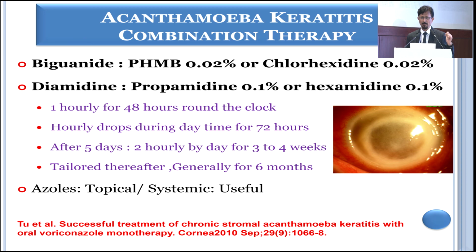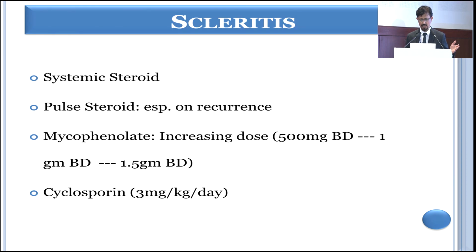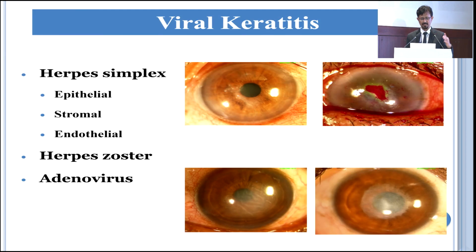In acanthamoeba, biguanide is the treatment of choice, PHMB or chlorhexidine, and if you have scleritis, you give systemic steroid. Mycophenolate is useful in scleritis. You give it in increasing dose. You don't just give 1.5 gram BD immediately. You start with 500 milligram BD, then 1 gram BD, and then 1.5 gram BD. So that is the way it is given.